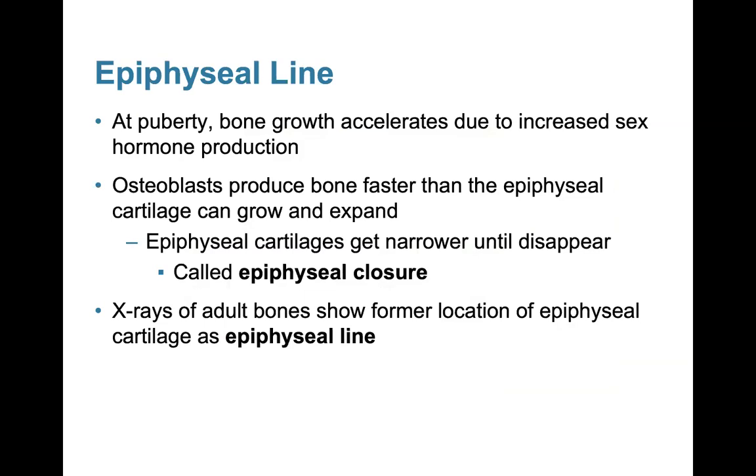There's a structure called the epiphyseal line. At puberty, bone growth accelerates due to increased sex hormone production. Osteoblasts will produce bone faster than the epiphyseal cartilage can grow and expand. The epiphyseal cartilages get narrower until they disappear, and this is called the epiphyseal closure. X-rays of adult bones show the former location of the epiphyseal cartilage, referred to as the epiphyseal line.